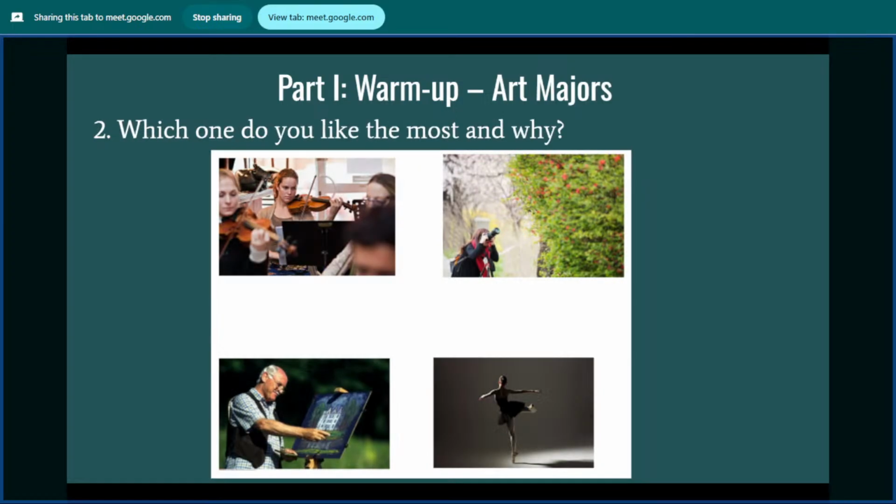Next, which one do you like the most and why? Which art form do you like the most and why?